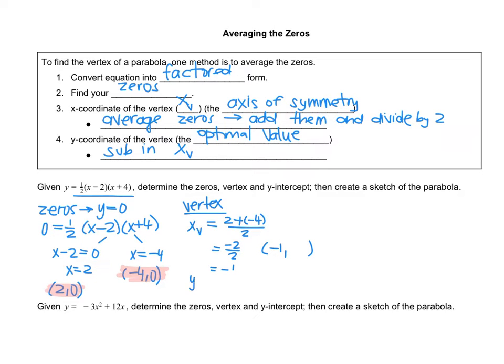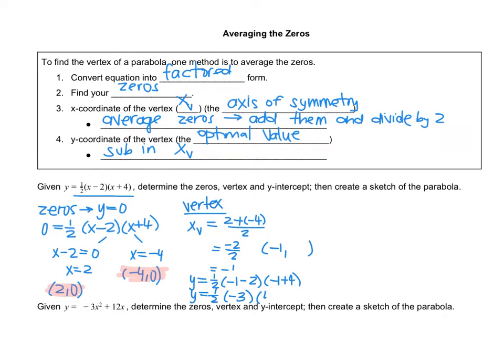So I'm going to go to my equation and replace x with -1. So I have 1/2 times (-1 minus 2) and then (-1 plus 4). I'm just going to clean up each bracket. -1 minus 2 is -3.